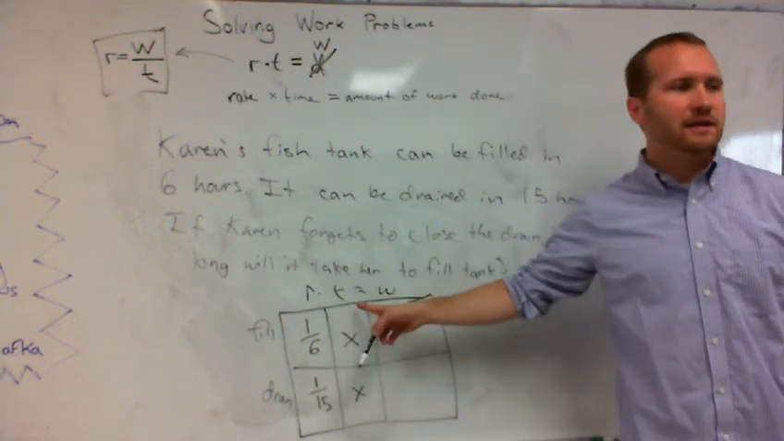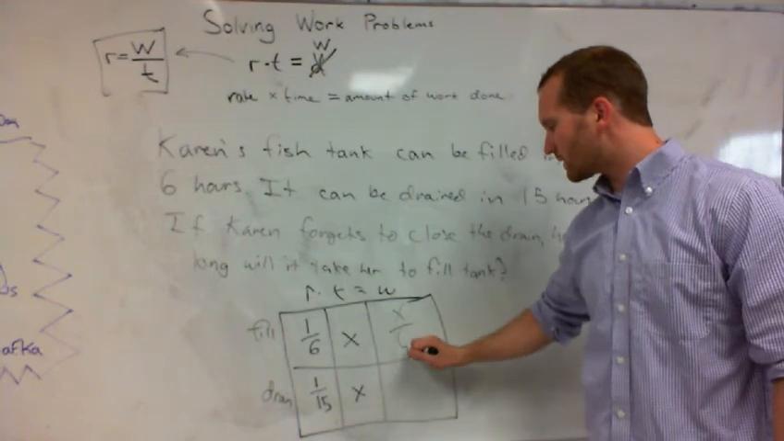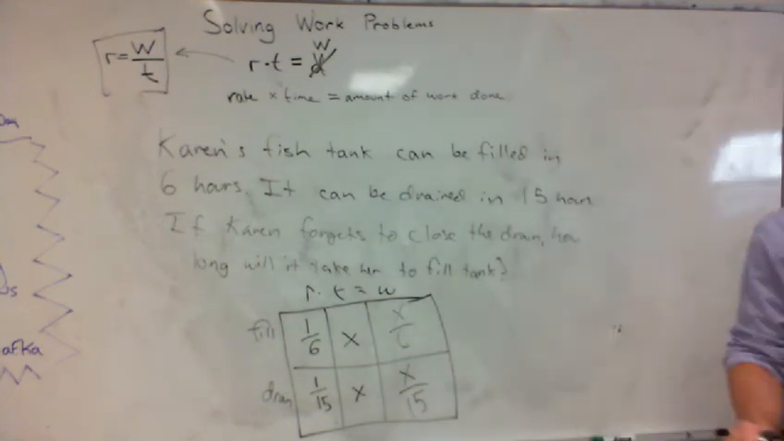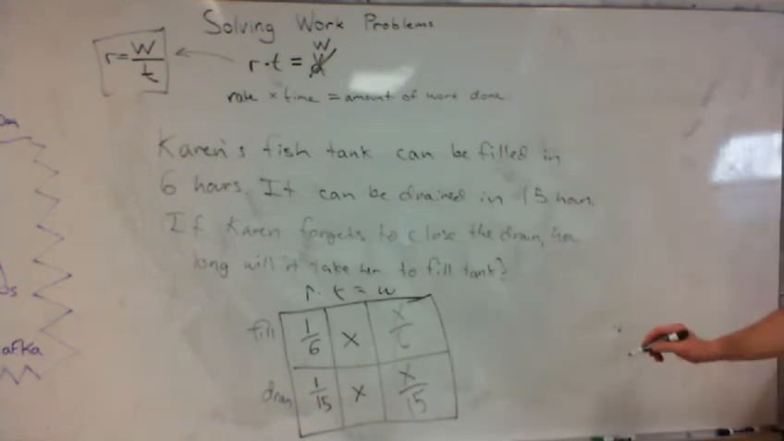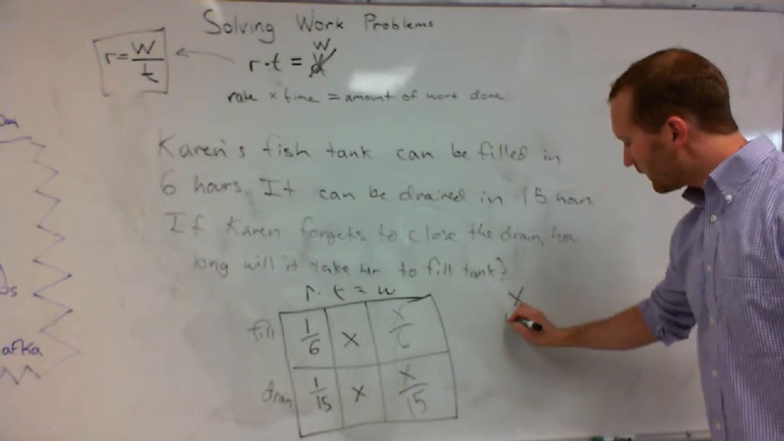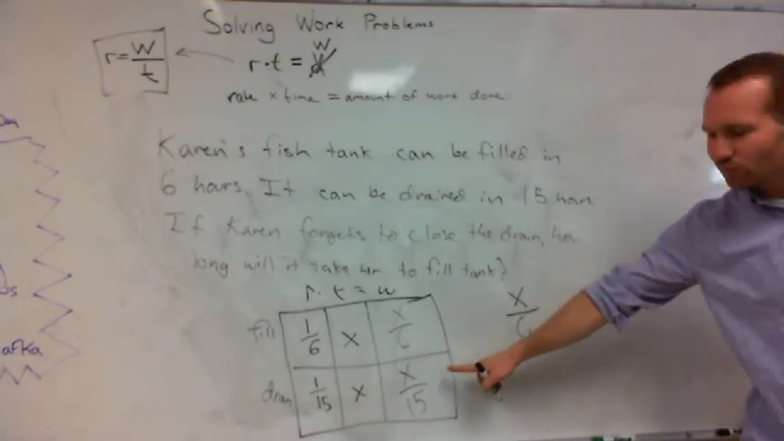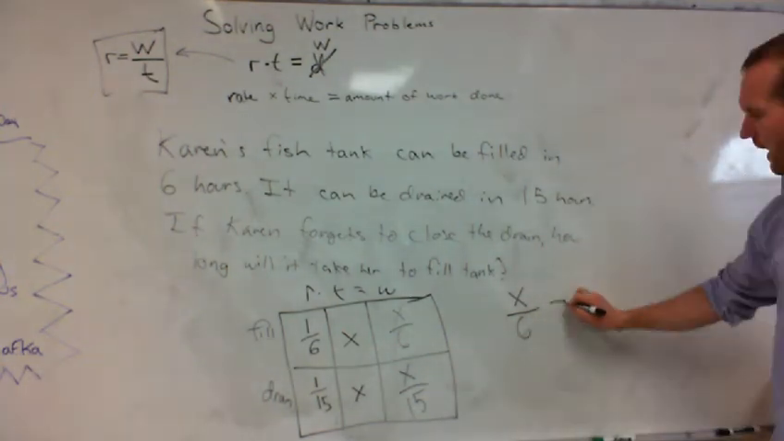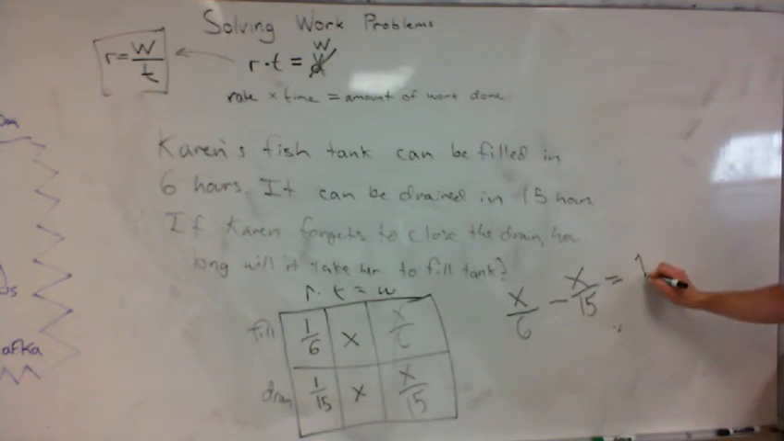For the last column, I'm just going to multiply these two columns together. 1/6 times x is x over 6. And 1/15 times x is x over 15. Now I have to think about what's going on. My tank is filling at this rate, but it's draining at this rate. So what am I going to do? I'm going to subtract x over 15. And in the end, I'm still filling up one tank, so it equals 1.